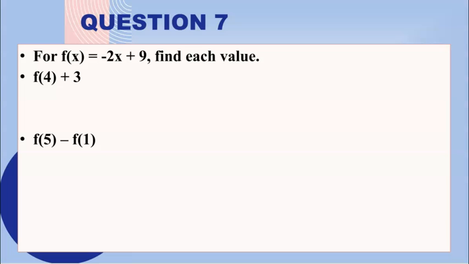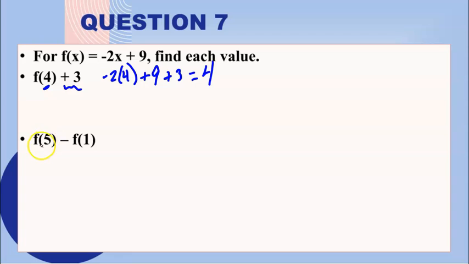Question 7. For f of x equaling -2x plus 9, find the value. So for these types of questions, the number they put in parentheses is the number they want you to put in for x in the function. So I'm going to have negative 2 times 4 plus 9. And then after I put 4 in there, they're telling me now to add 3. And this is going to give me negative 2 times 4 is negative 8. Negative 8 plus 9 is 1. 1 plus 3 is 4.